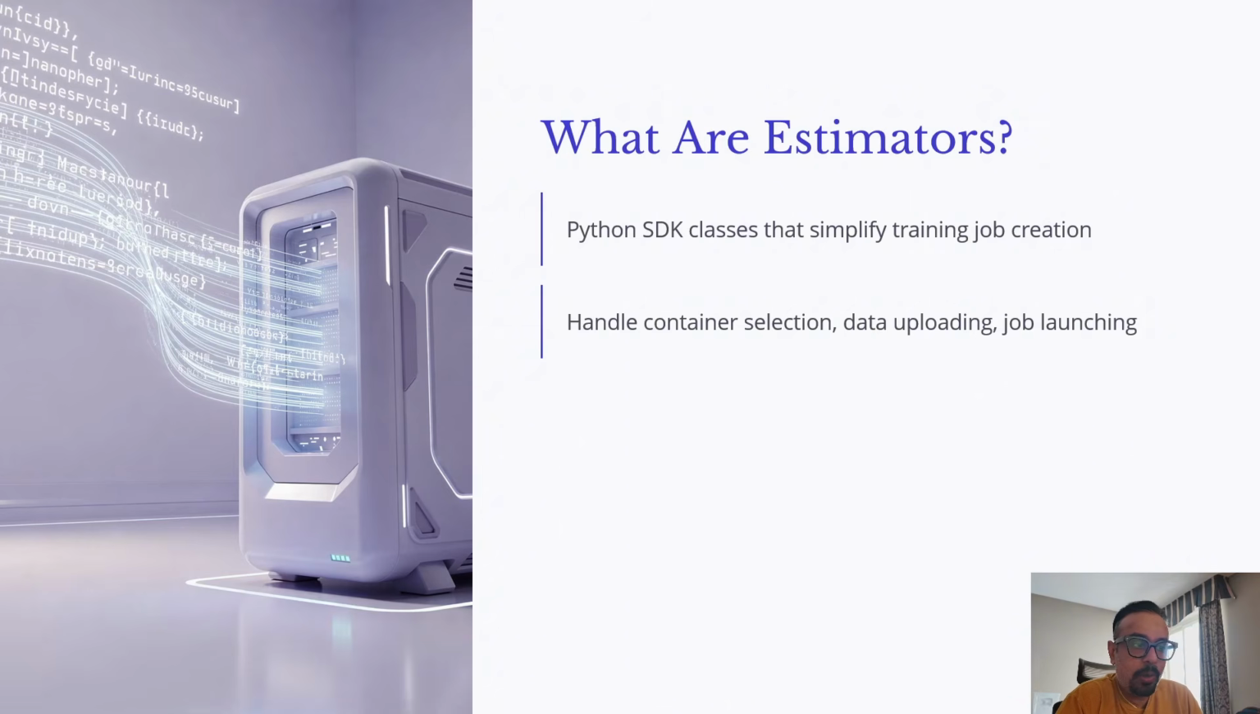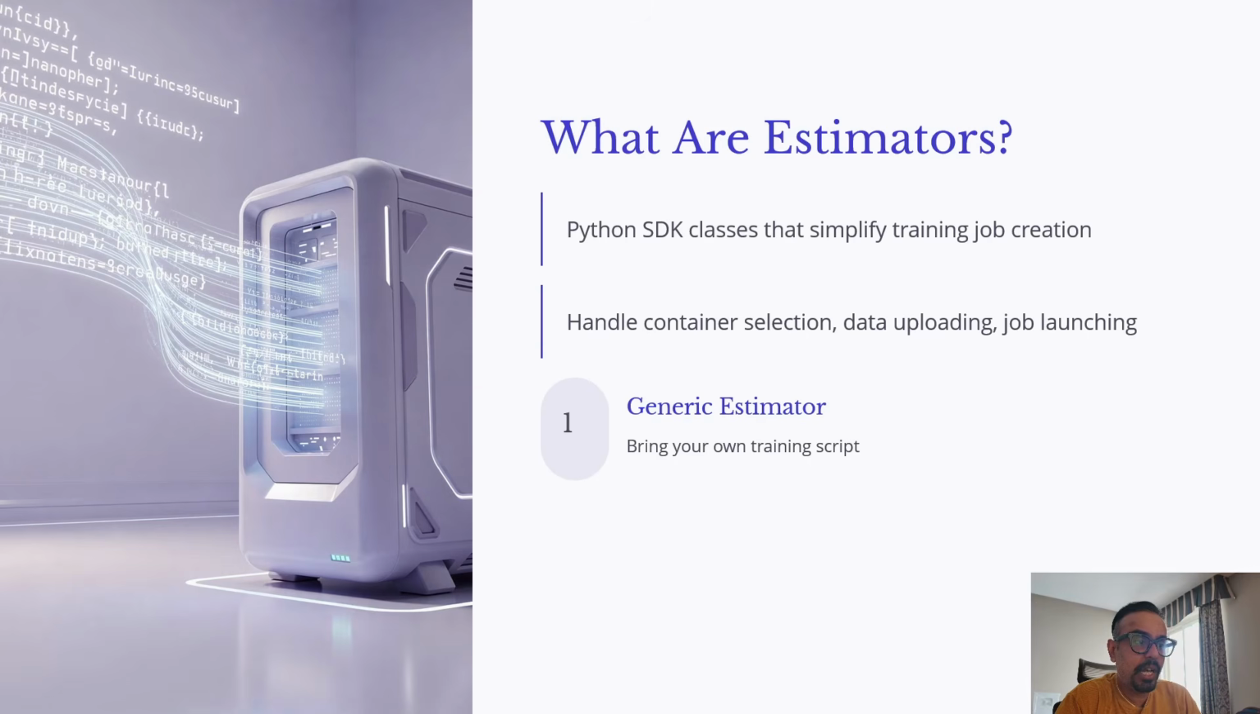Estimators automatically handle several tedious tasks. They select the appropriate Docker container for you from the framework and version. They upload your script to S3 if it's not already there. They create the training job with the right configuration. They poll the job status and stream logs to your notebook. They even download the trained model for you if you want.